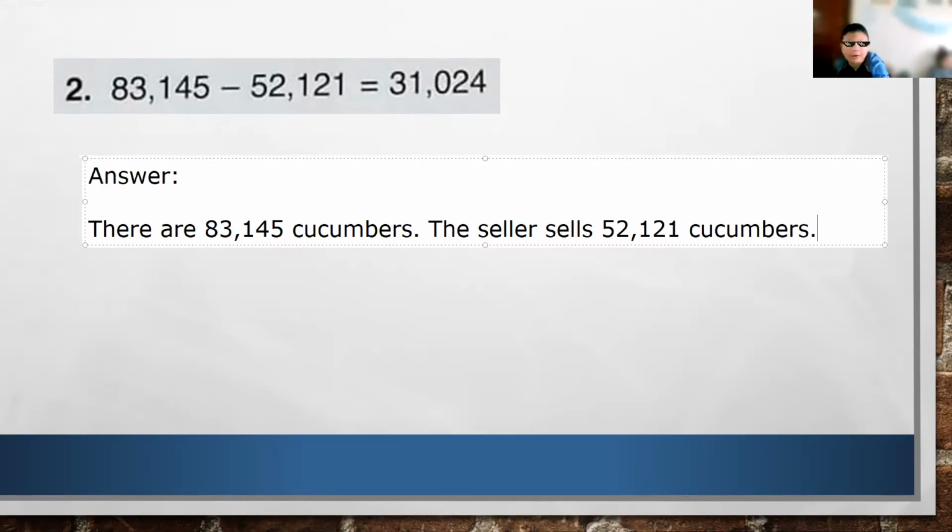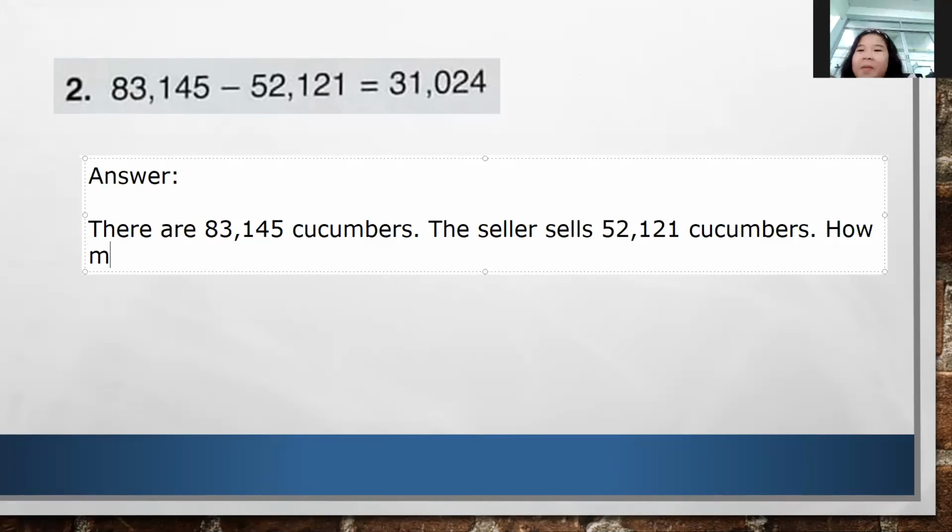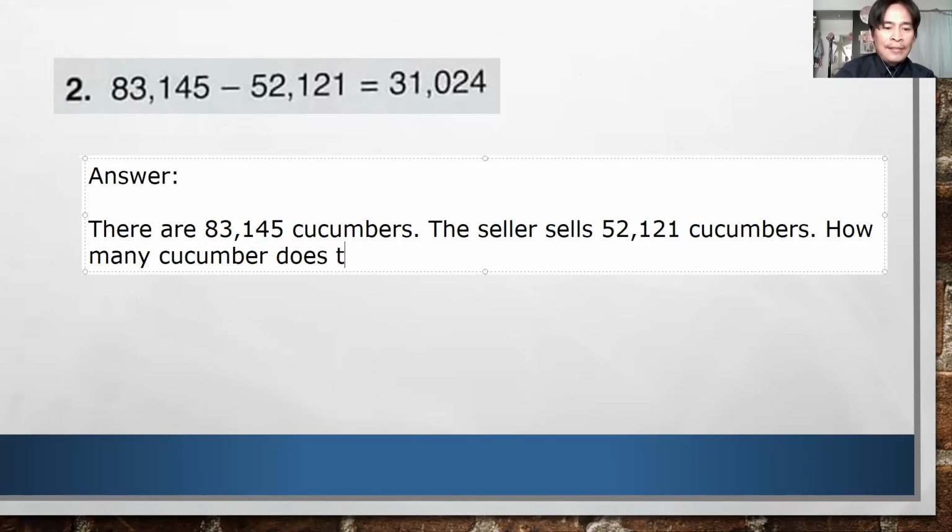Cucumber is tengwa. Okay, and then the cucumbers the seller has now. Let's listen to Sheb, because you're noisy. Only Sheb, please. Okay, Sheb, what's going to be the question? How many cucumbers does the seller have now? How many cucumbers does the seller have left now?